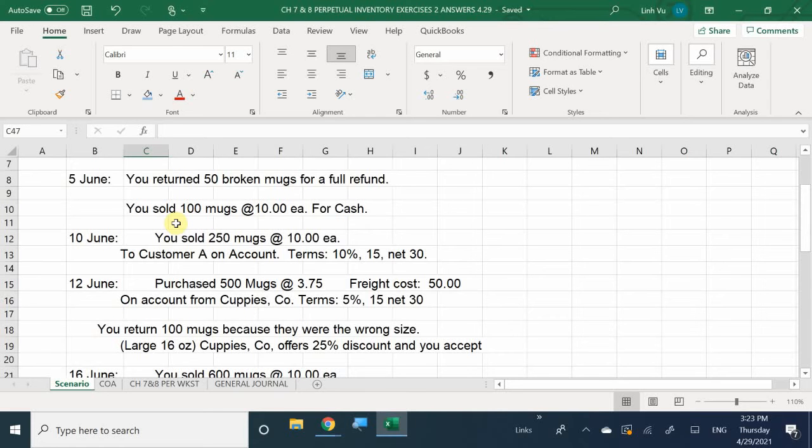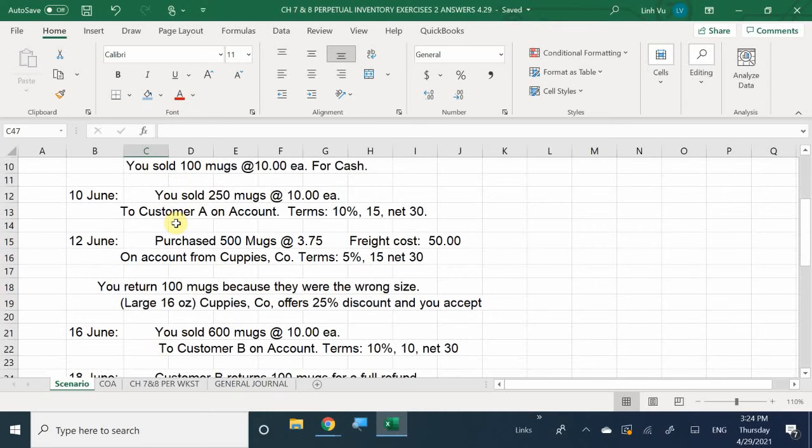Return 100 mugs. Okay. So remember, oh no, sorry, guys. They had terms. Did customer A return? No, they didn't. So that means whatever they owe us, it's for the full amount.